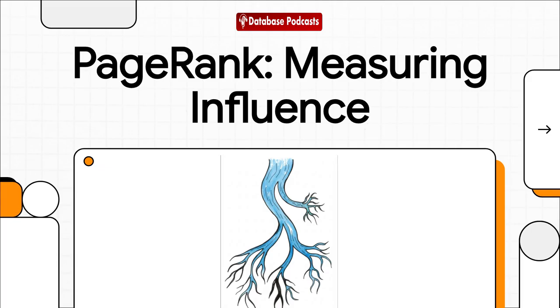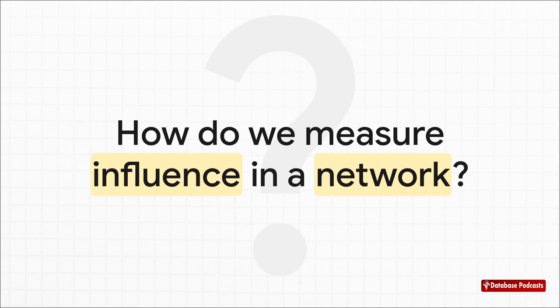So, let's dive in. Think about any complex network out there. The web, social media, scientific citations. Figuring out what's truly important is a massive challenge. You've got millions of nodes, billions of connections. It's just a sea of data. So how on earth do you find the signal in all that noise?